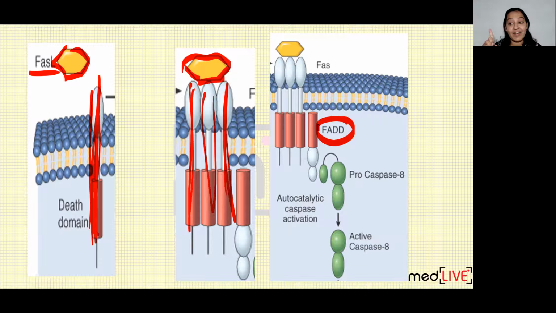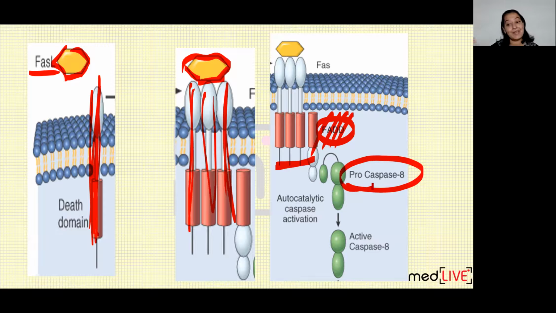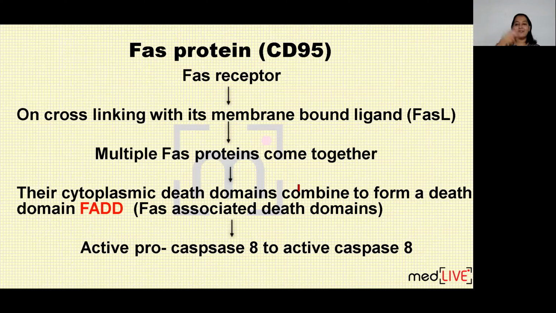What is the full form of FADD? Never forget, Fas associated death domain. Due to formation of this domain, procaspase 8, which is present in the cytoplasm in inactive form, gets converted into active caspase 8. Correct? So this is the flow chart you can draw. Always draw flow charts in your university exams. Never write lengthy paragraphs. Always draw flow charts, neat and beautiful diagrams if you want to secure more marks.